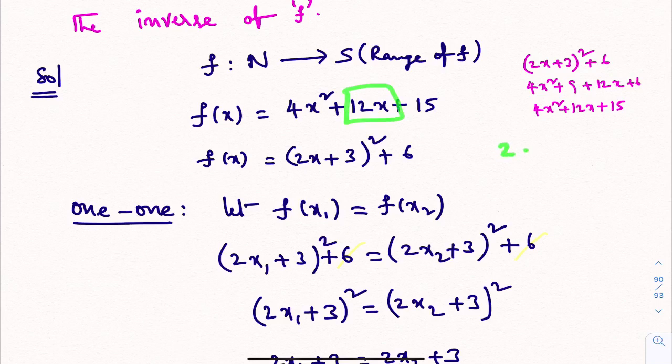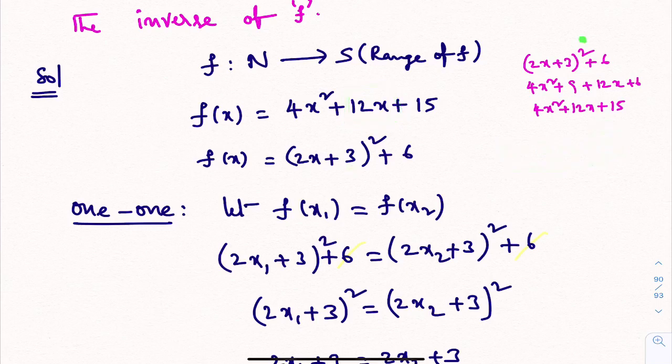2 into 2x into, by writing what number here will you get 12x? 2 2s are 4, 4 3s are 12. So I need to write 3 here. So here you write 3 whole square.